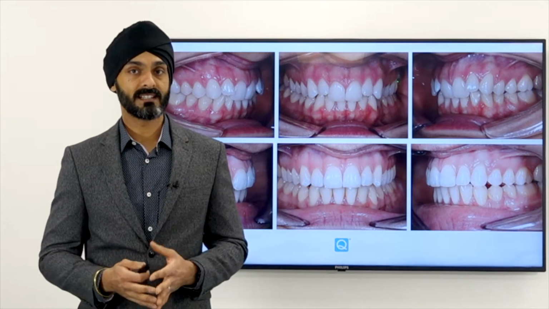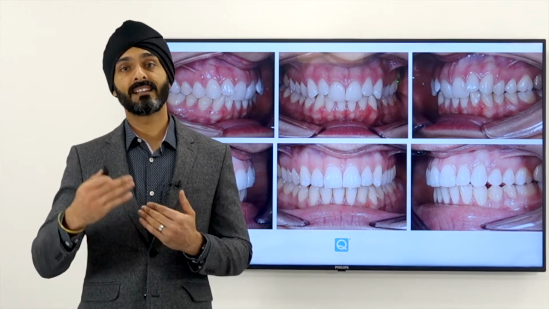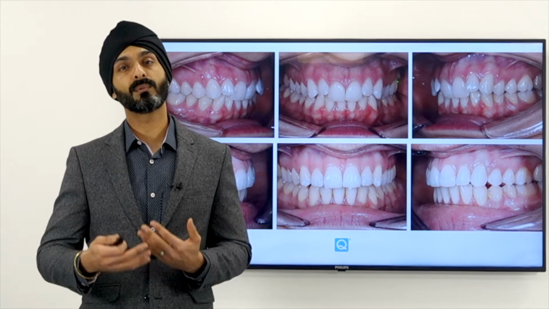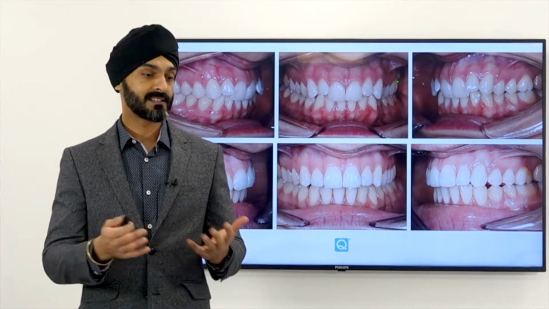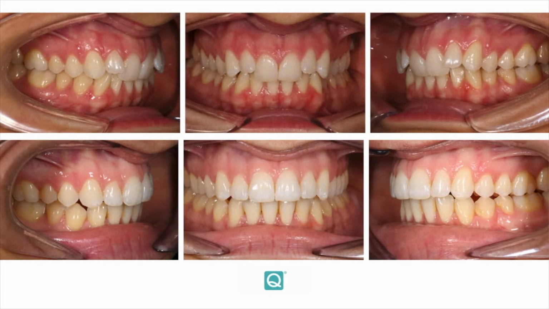If we were just treating the upper arch here, we would have an increased overjet as well, which is something we need to tell the patient about. But as this case was treated with upper and lower arch, the lower arch was also proclined slightly, and the increase in overjet was minimized.